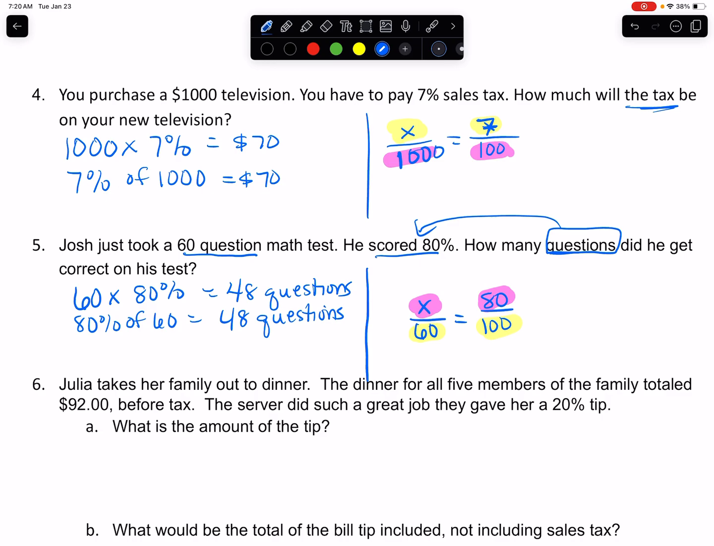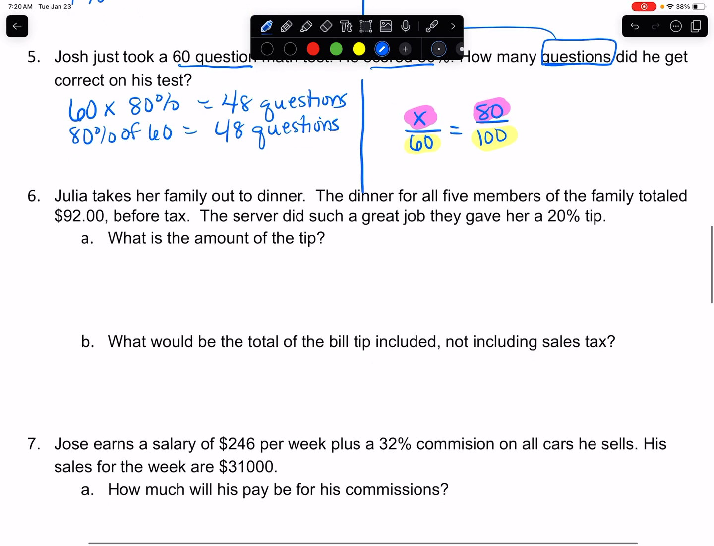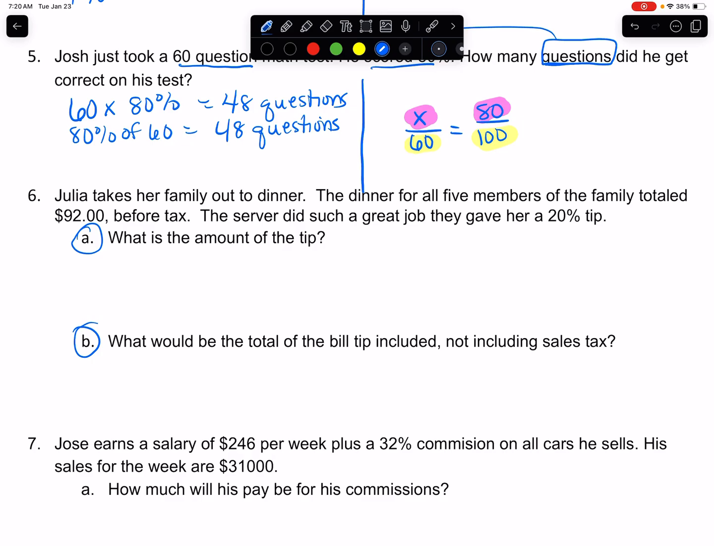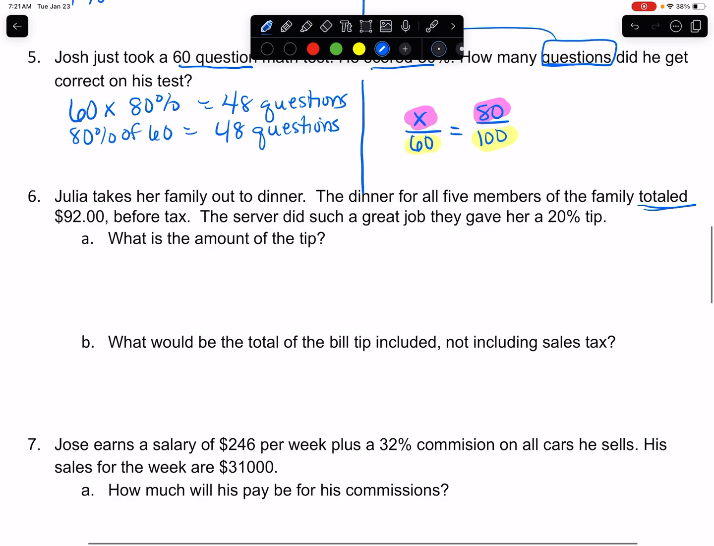Okay, let's look at number 6. These are probably going to be two-steppers. As you can tell, this is the one where it might be beneficial to set it up with a proportion to make sure that you multiply and divide the way that you're supposed to, or the way that's easier for me. Julia takes her family out to dinner. The dinner for all 5 members of the family totaled $92 without tax. This is important. The server did such a great job, they gave her a 20% tip. So we need to figure out what her tip is.